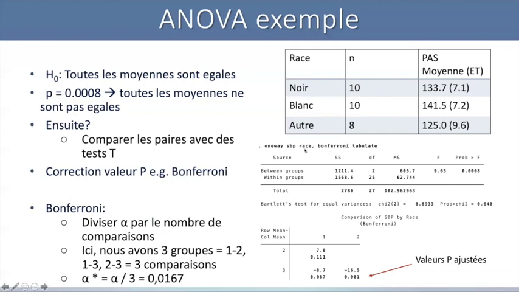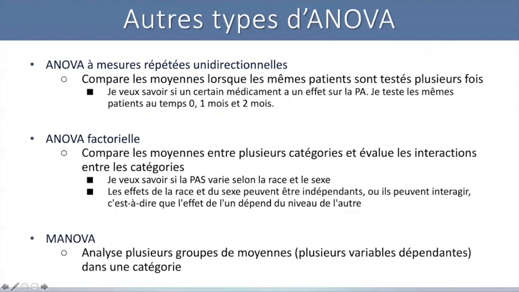And you can do this all in a single calculation using statistical software. You can do the ANOVA and then follow it up with those t-tests with the corrected adjusted p-values. So there are different types of ANOVA you can do. There's the one-way repeated measures ANOVA, which compares means when the same patients are tested multiple times. For example, I want to know if a certain drug has an effect on blood pressure. I test the same patients at time 0, at 1 month, and at 2 months.